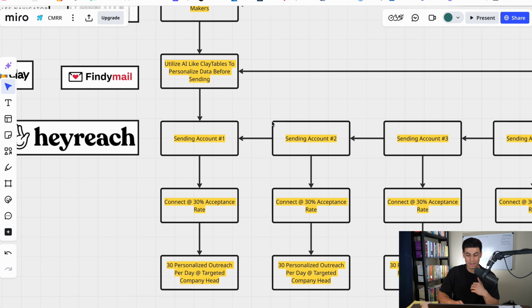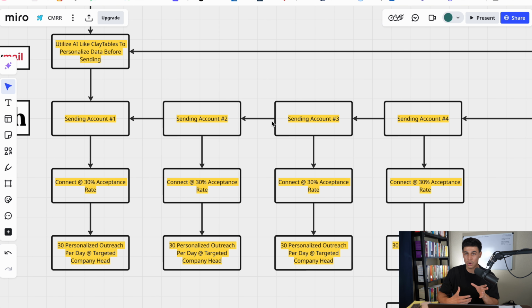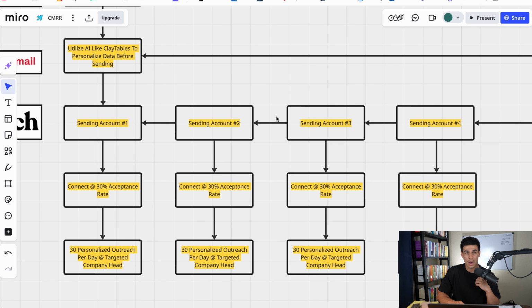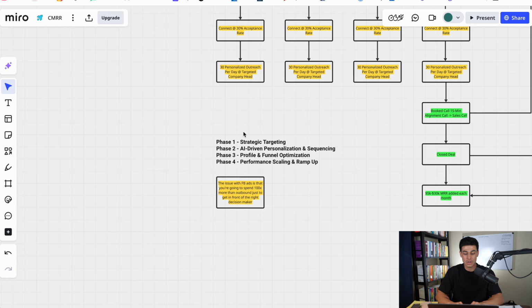We have multiple sending accounts on HeyReach. That way you don't get banned. It's all within warm-up limits and stuff like that. And what he liked about it is he said that I can target a specific CRM that our prospects are using. And in the outreach message, we can actually reverse engineer it to say, hey, this CRM isn't good.